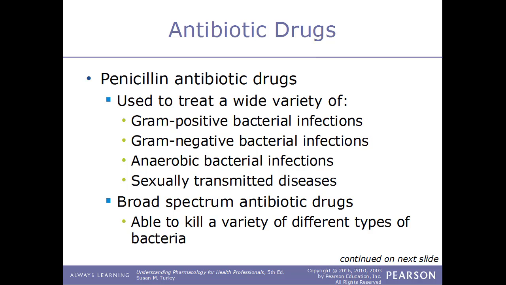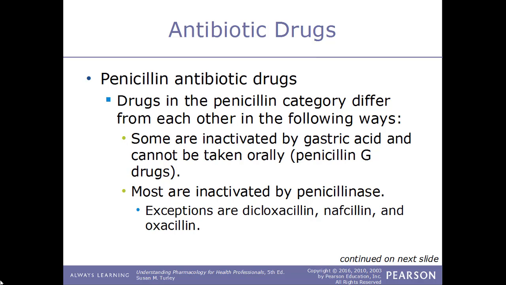Now, penicillin antibiotics are used to treat a wide variety of infections, including gram-positive infections, gram-negative infections, anaerobic bacterial infections, and sexually transmitted diseases. So this is known as a broad-spectrum antibiotic drug because they have the ability to kill a variety of different kinds of bacteria. Now, drugs in the penicillin category differ from each other in the following ways. Some are inactivated by gastric acid and can't be taken orally, such as the penicillin G drugs. Most of the drugs are inactivated by penicillinase, but there are some exceptions. Those exceptions include dicloxacillin, nafcillin, and oxacillin.